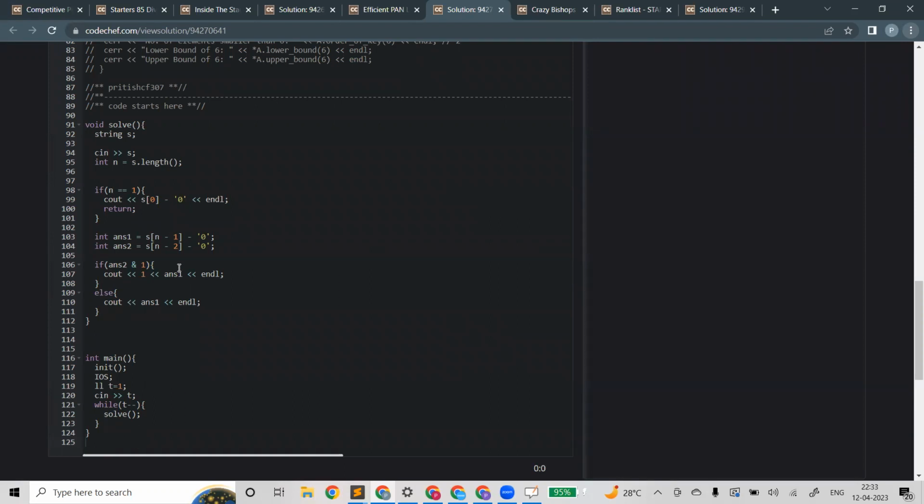So is everyone clear or not? Means any doubt in this? Hello, am I audible? Hello. Hello. Audible. Okay, someone is telling to explain the logic again.